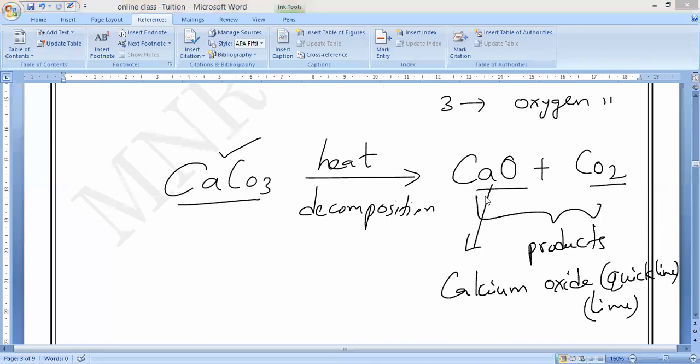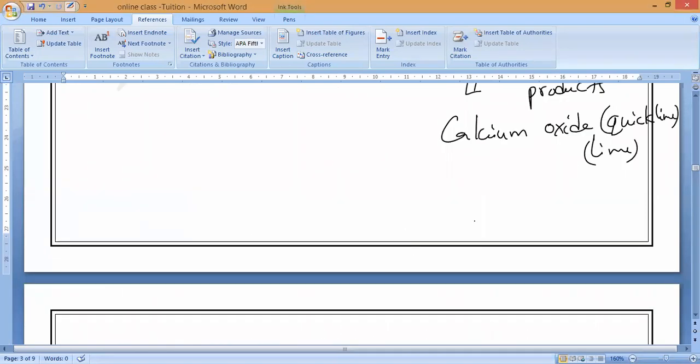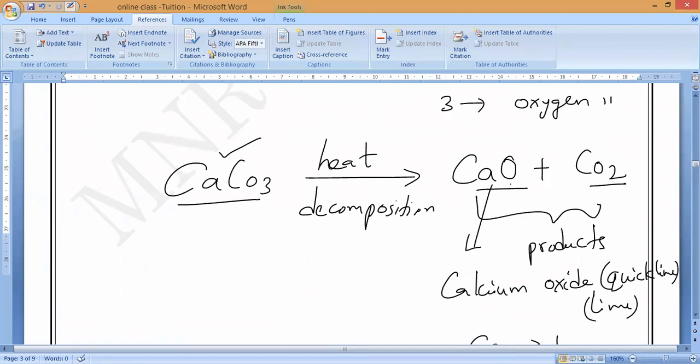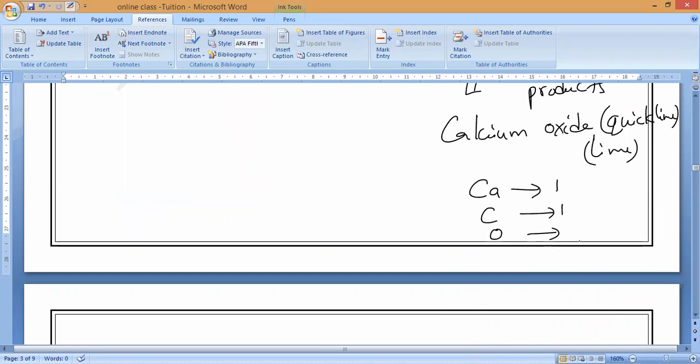Now, how many calcium atoms are on the product side? Count it, all of you. One. Calcium is equal to 1. How many carbon atoms? Carbon is also 1. How many oxygen? Check it. Here 1 and here 2. Totally, how many? 2 plus 1, which is equal to 3.